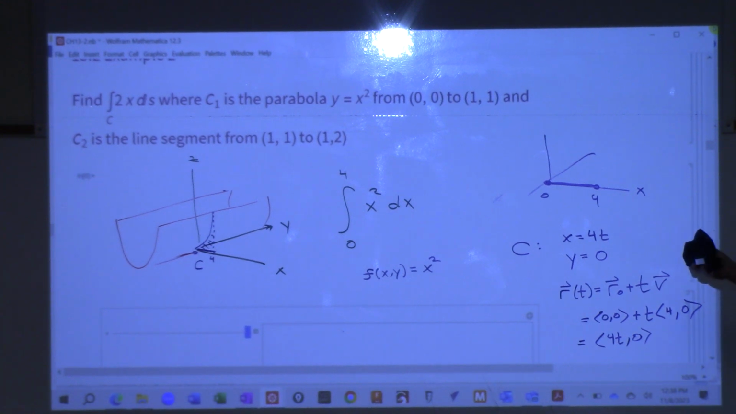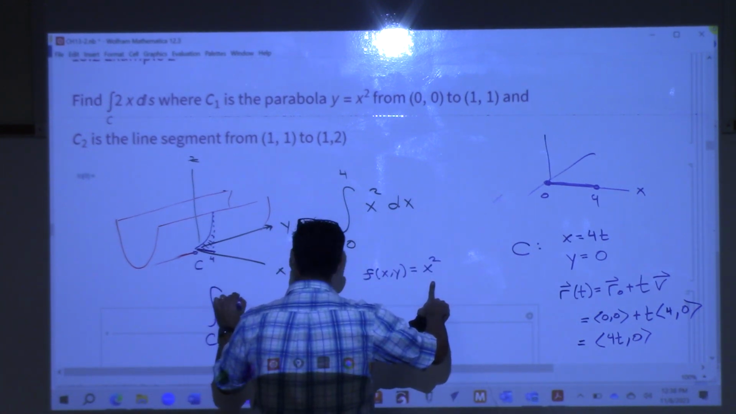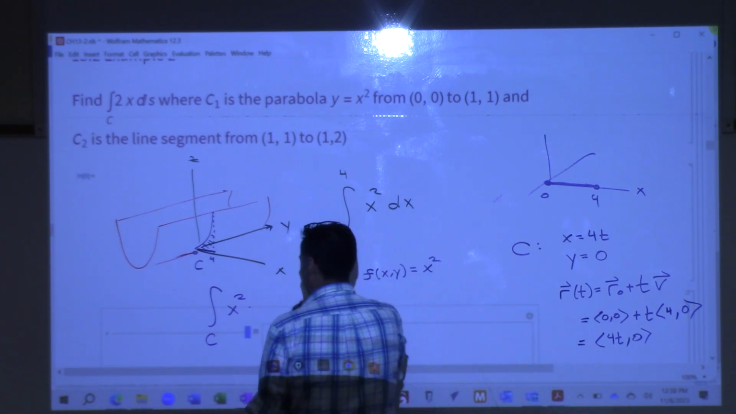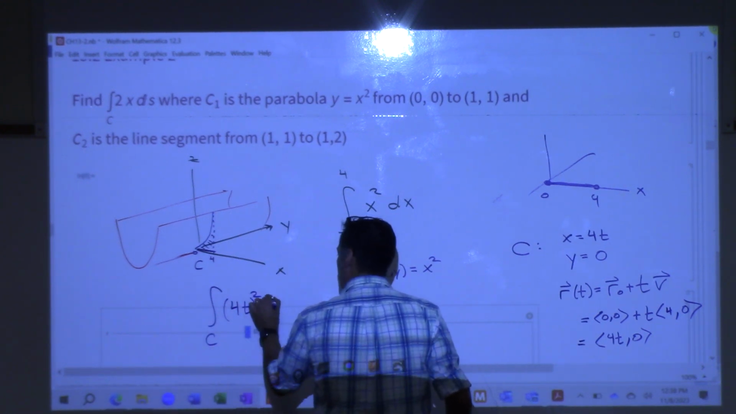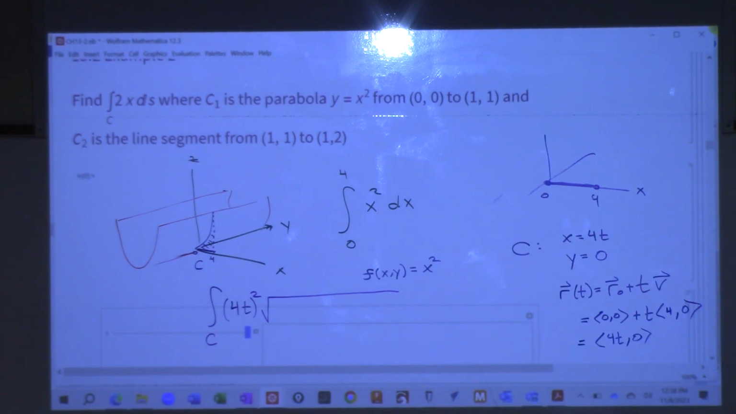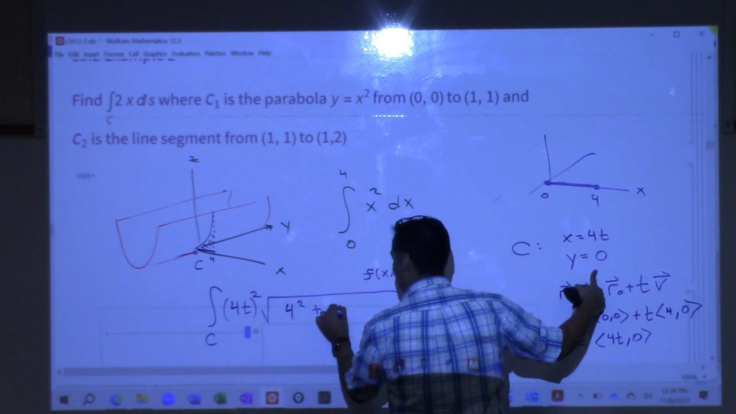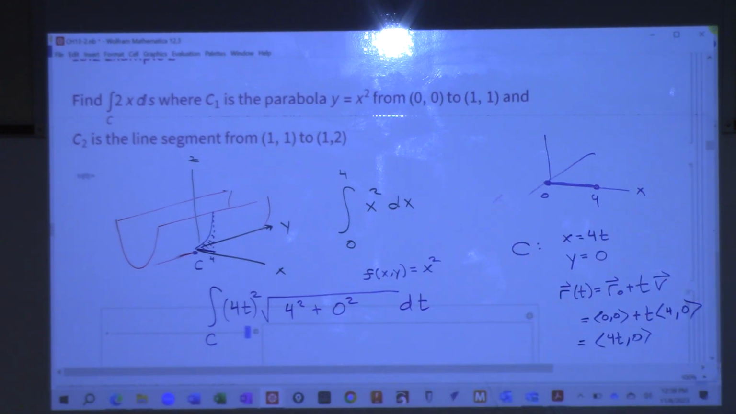And now let's use the formula I just gave you. Okay, if we want to do the line integral, right? The line integral of this over c of x squared, we do that, right? But we have to replace x with what? 4t squared, and then square root of dx dt, 4 squared plus dy dt, 0 squared dt, like that. Pardon? Yeah, that'd just be 4.